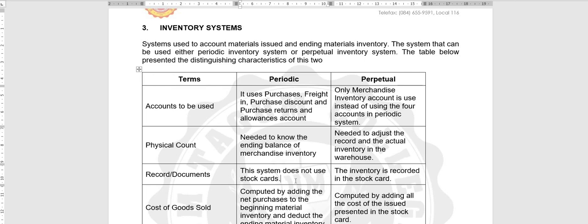So that is applicable for the perpetual inventory system. They maintain a stock card. Why is the stock card not applicable to the periodic inventory system? Because it would be impractical. For example, your business is a sari-sari store. Every time you sell a candy, you would have to record it in the stock card. So that would be very impractical.